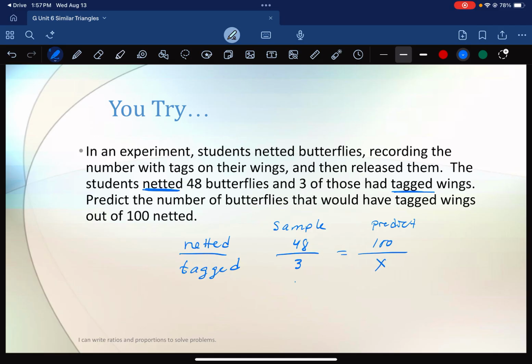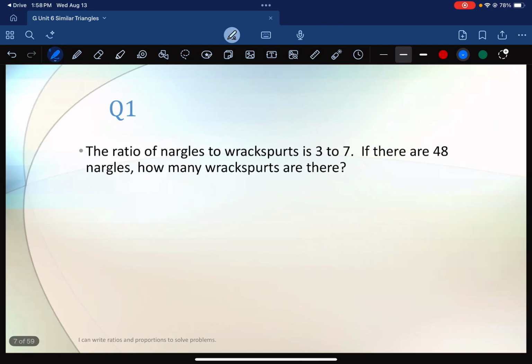So 48 times x is 48x. 3 times 100 is 300. I'm going to divide 300 by 48. And it says 6.25. What should I answer? Hopefully you're saying 6 butterflies, because you can't have 0.25 butterflies, okay? My T's don't look very good there, do they? Okay. All right, so let's just do some.